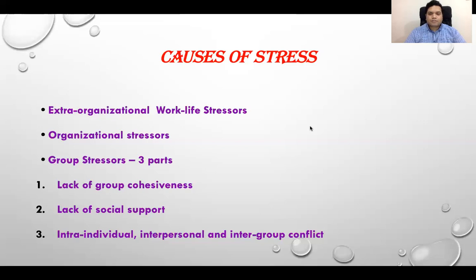Lack of social support. Employees are greatly affected by the support of one or more members of the cohesive group. By sharing their problems and joys with others, they are comfortable. Then there is intra-individual, interpersonal, and intergroup conflict. Intra-individual conflict refers to the conflict within an individual that arises from frustration and numerous roles which demand equal attention.